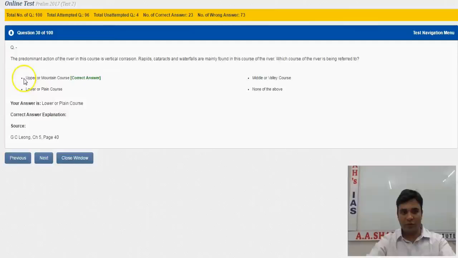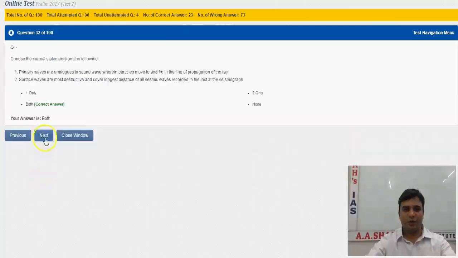And when I go through the options, option A gives me the answer, upper or mountain course. There is no need to go through the other options as well, because middle or valley course will have meanders. It will not have waterfalls or cataracts as much as it would be associated with mountains and upper course of the river. So this again was a straightforward question. I don't think it should have been a problem for you to answer.